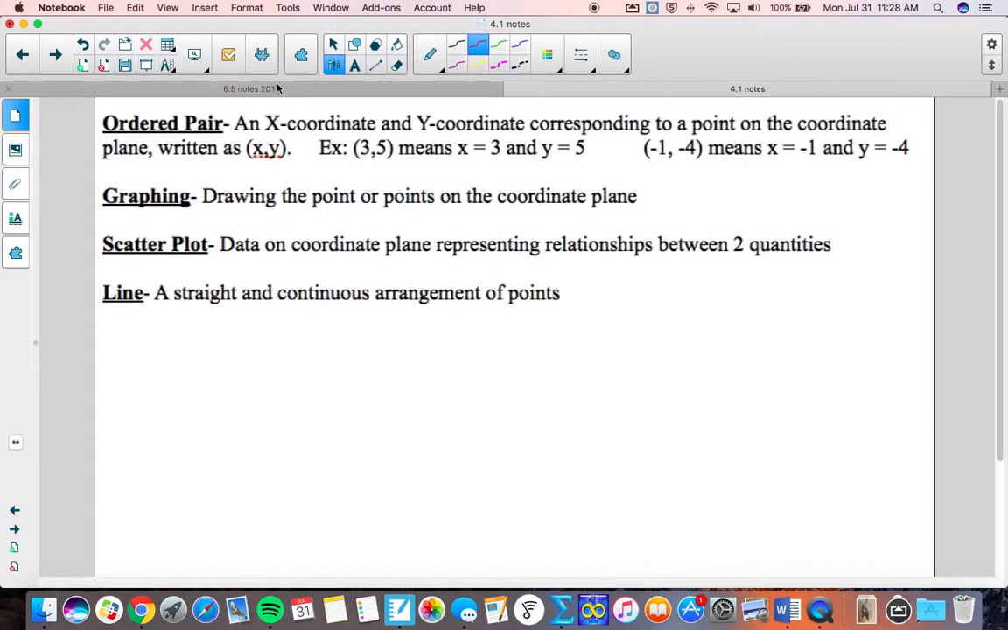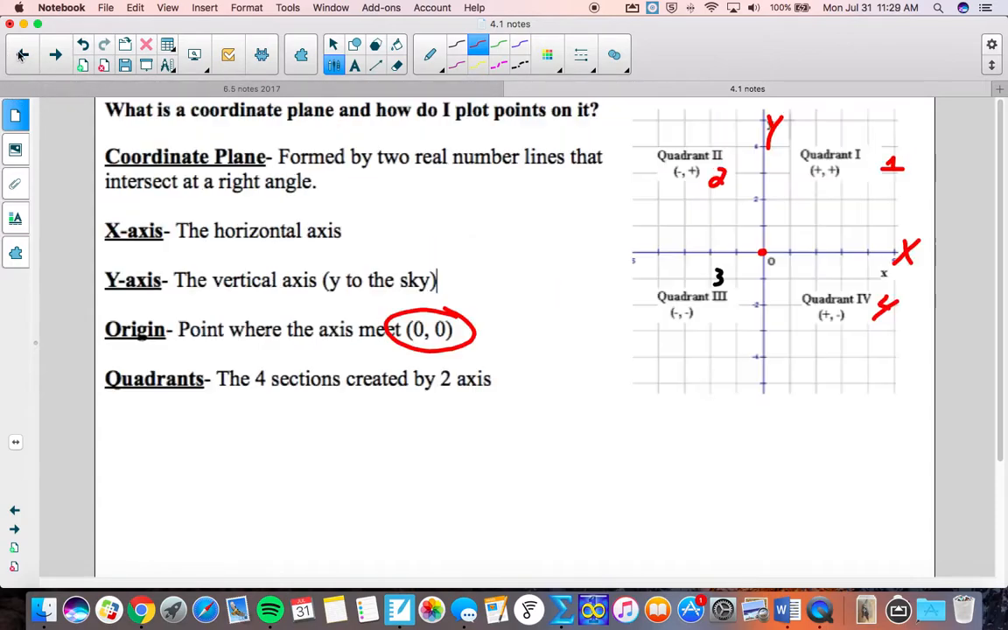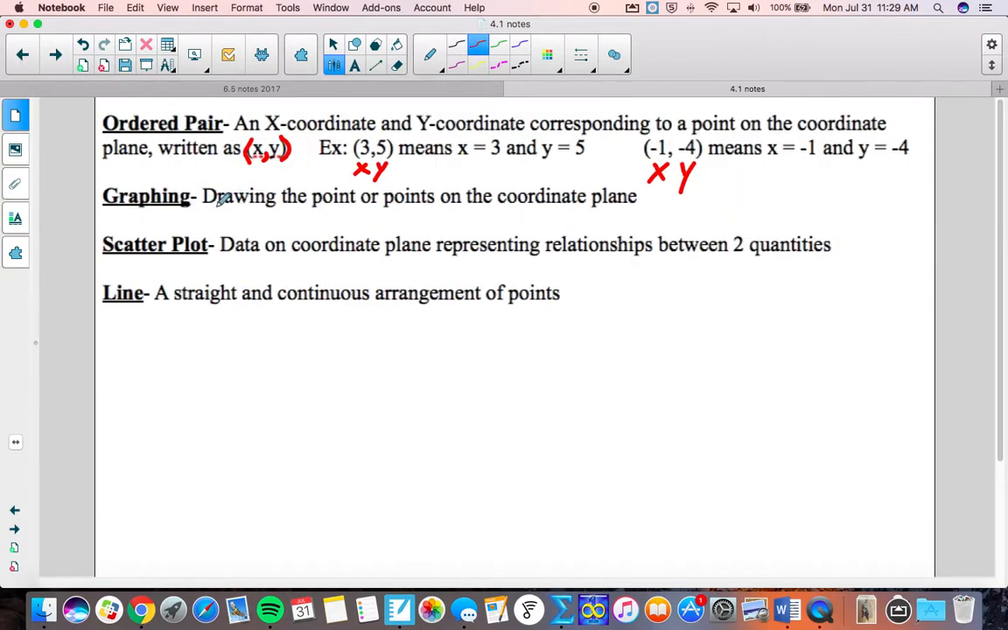An ordered pair, because that (0, 0) might have confused some of you, is an x-coordinate and a y-coordinate corresponding to a point on the coordinate plane. We write it with parentheses around the two coordinates and a comma in between. So (3, 5): the x is the 3 and the y is the 5. (-1, -4): x is -1, y is -4. We can then graph those points on the coordinate plane.